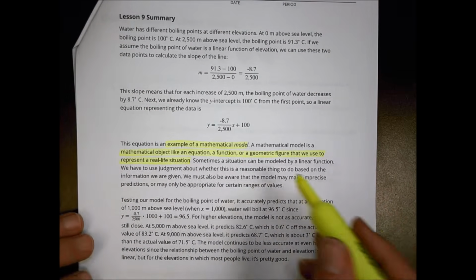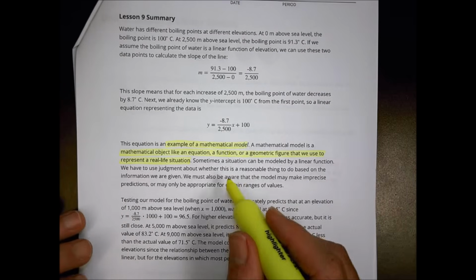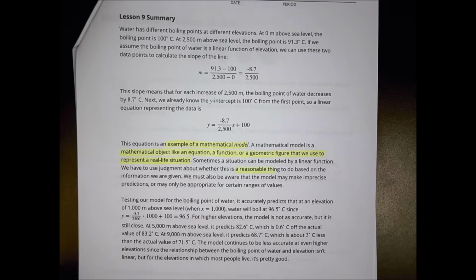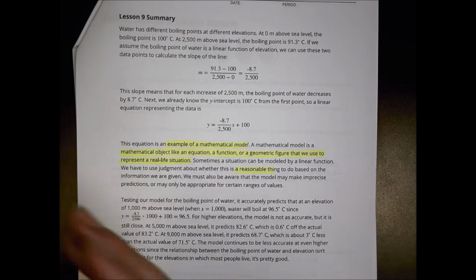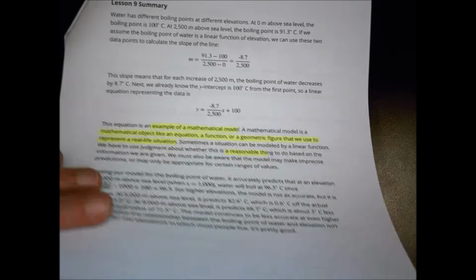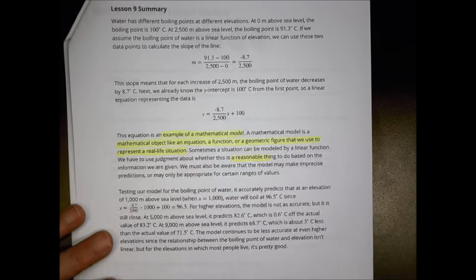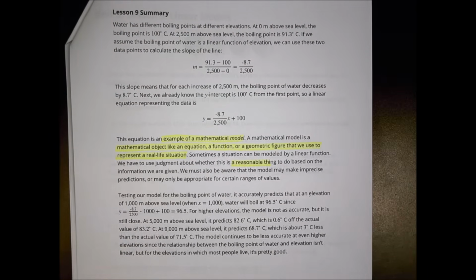Sometimes a situation can be modeled by a linear function. We have to use judgment, what is a reasonable thing to do based on the information we are given. So the models we had in our previous little activities were based upon real life situations, whether it be recycling or whatever that might be, a shadow. Those are real life situations that we model with a graph, and we can turn that into an equation, but it needs to be reasonable in order to actually work out.